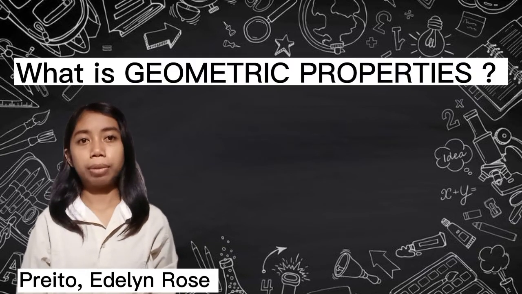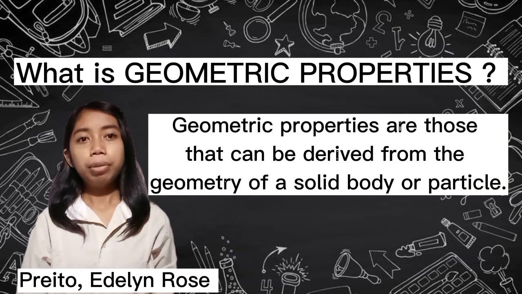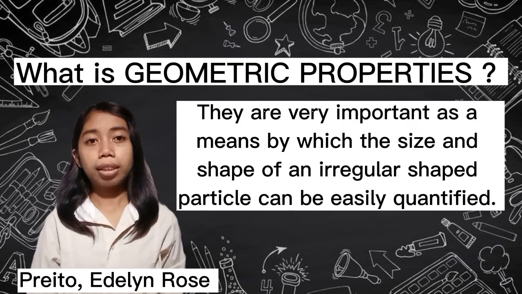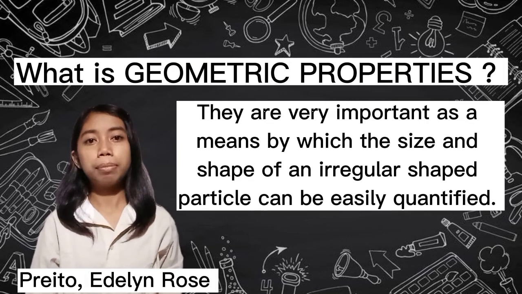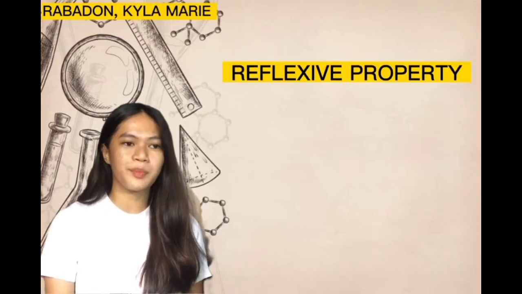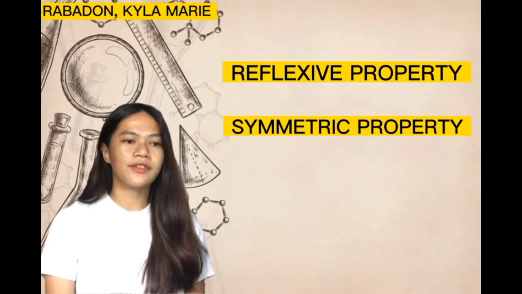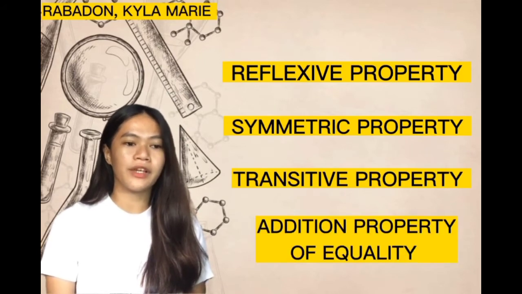What are geometric properties? Geometric properties are those that can be derived from the geometry of a solid body or particle. They are very important as a means by which the size and shape of an irregularly shaped particle can be easily quantified. What are the reflexive property, symmetric property, transitive property, and addition property of equality?